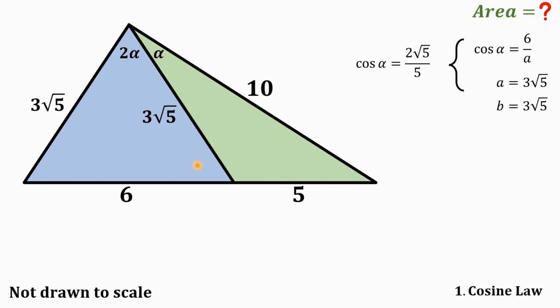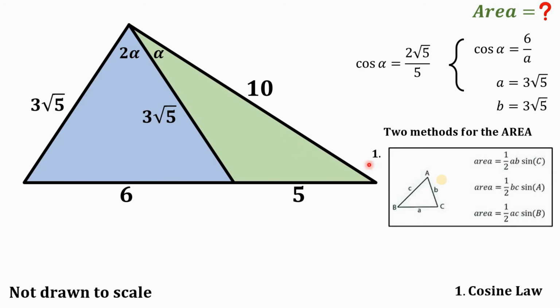Since this blue triangle is an isosceles triangle, we can now get the area of this green triangle. We have two possible methods to find the area of this green triangle. The first one is by using this concept a while ago: 1/2 times AB times sine of the included angle.